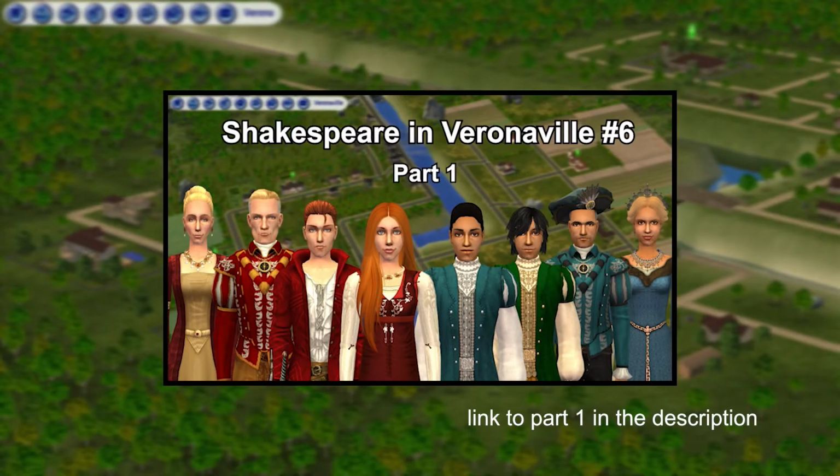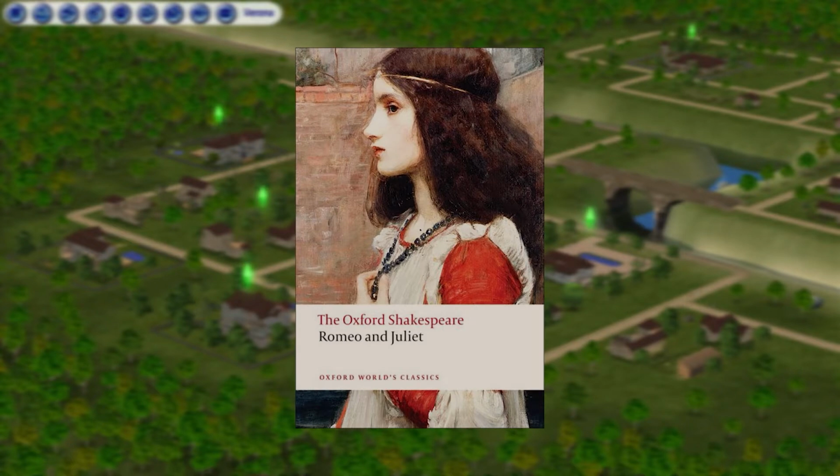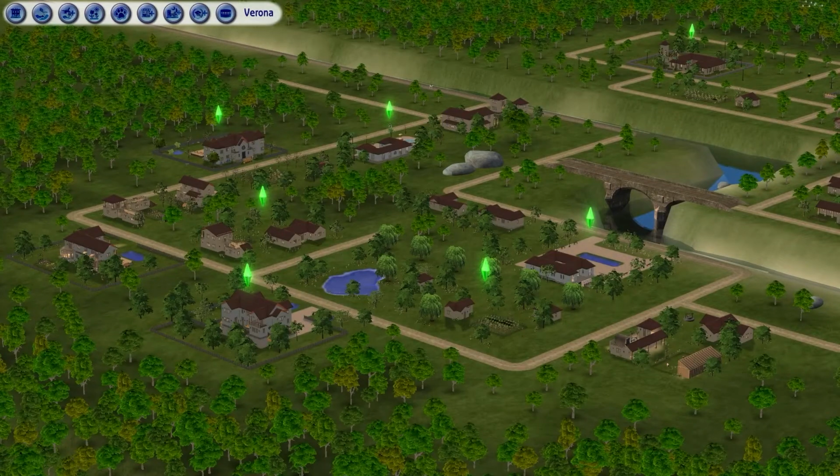Now that we've gone over a pretty detailed summary of the play in part 1, let's get into the analysis. Romeo and Juliet is a tragedy that Shakespeare wrote sometime between 1591 and 1595. The story isn't a Shakespeare original, though.